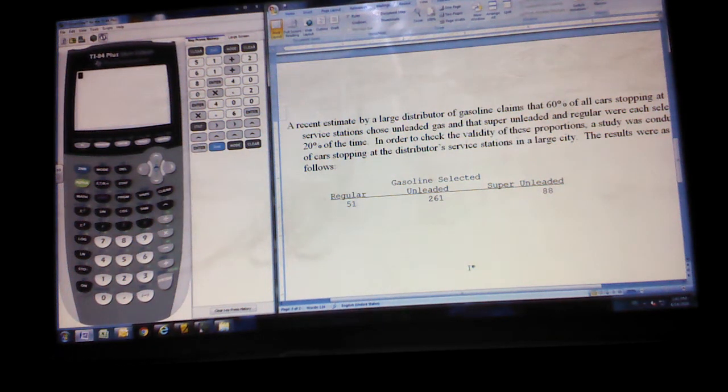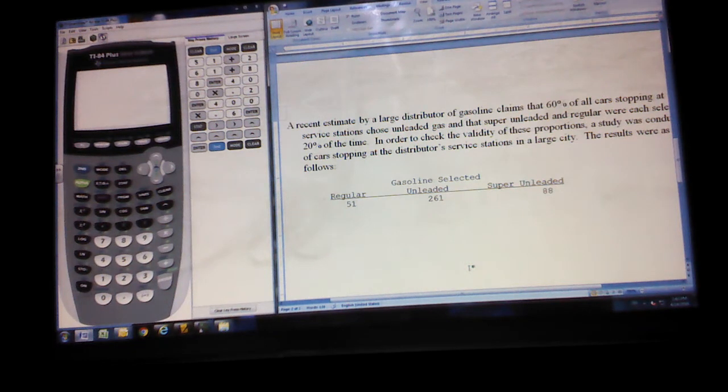Chapter 14, chi-squared. I did a video on the chi-squared test of independence, if two things are independent or not. That is where you have a table and you're testing to see if one thing affects the other, or are they independent of one another. Today we're going to do a goodness of fit test.